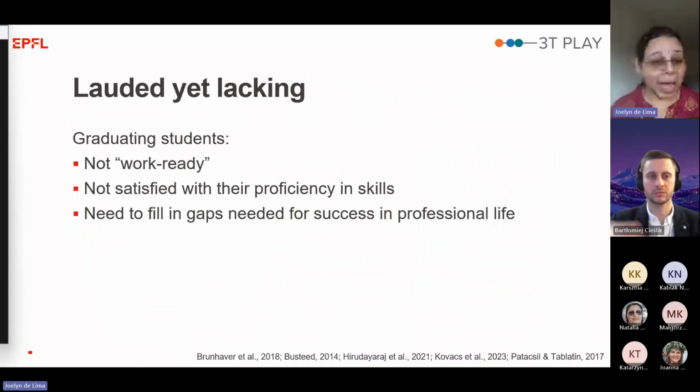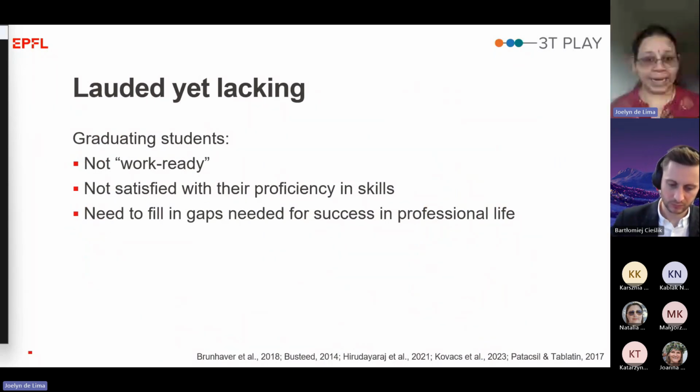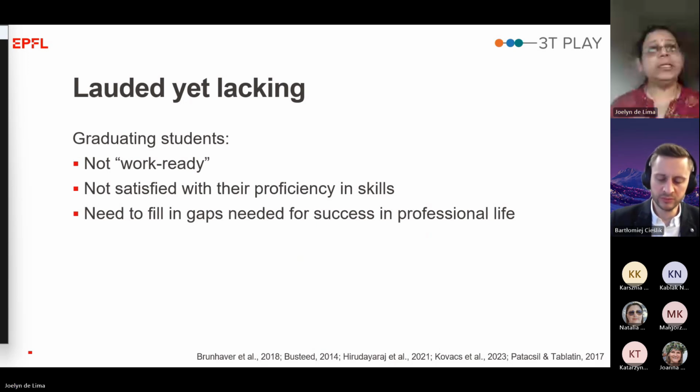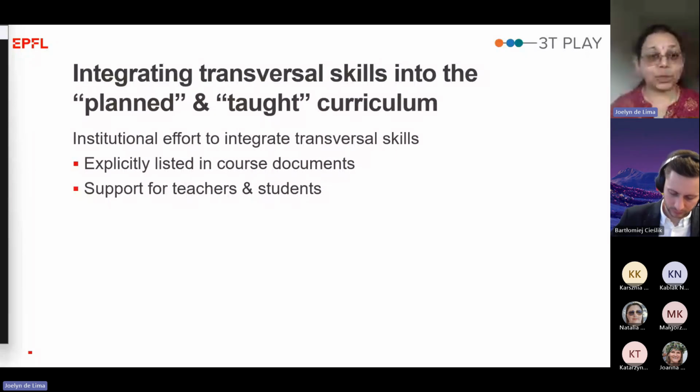We've done studies with them, and they've said that graduating students are just not work ready yet. They are not satisfied with their proficiency in the skills, and then they need to do a lot of upskilling and filling in these professional gaps when they go in so that they can be successful in their professional careers. Keeping this in mind, EPFL has done a lot of work integrating transversal skills into the curriculum that is planned and the curriculum that is actually taught.